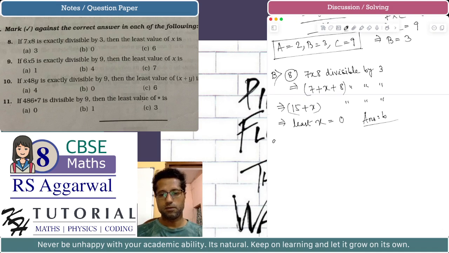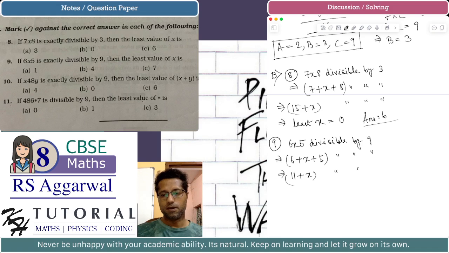Question number 9. If 6x5 is exactly divisible by 9, then the least value of x is. So it is given that this number is divisible by 9. We know that a number is divisible by 9 when the sum of its digits is also divisible by 9. So this implies 11 plus x is divisible by 9.